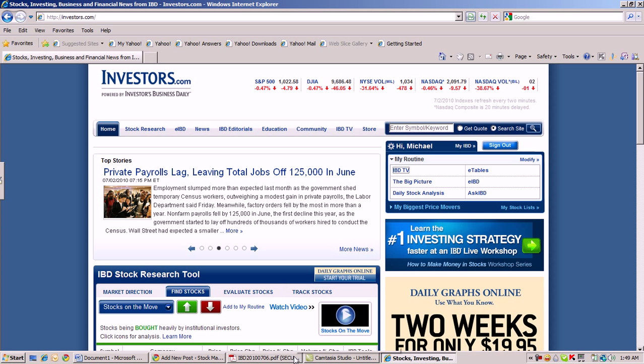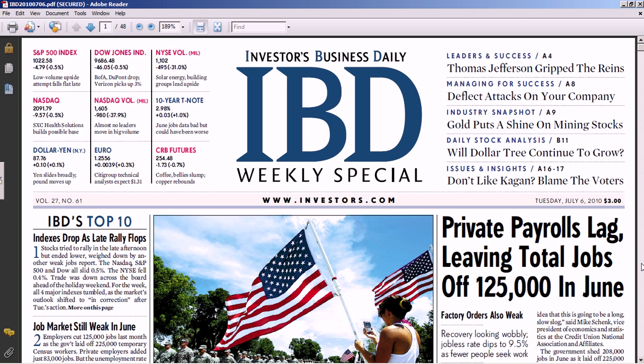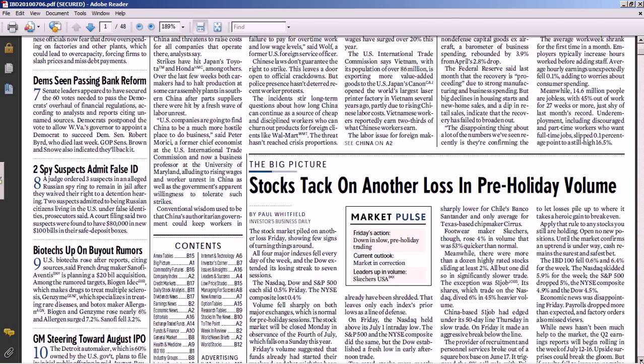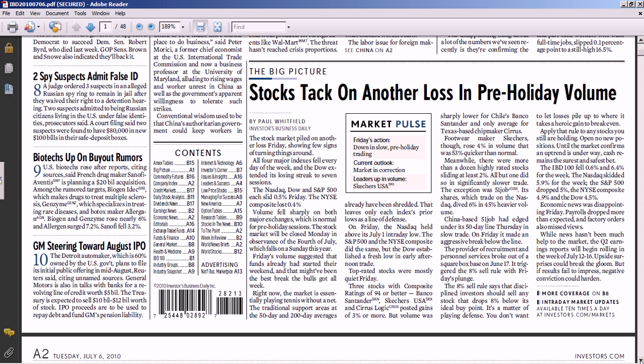then what I like to do is take a look at the big picture column, which is at the bottom of page 1. And this will also provide some information on what kind of day it was. So you can see in the market pulse, it gives a recap that Friday's action was down and slow trading, which is exactly what we saw on the charts.